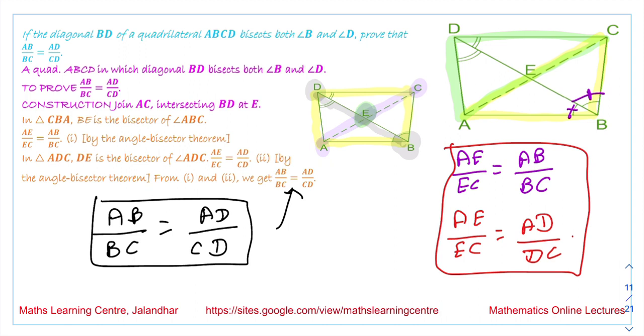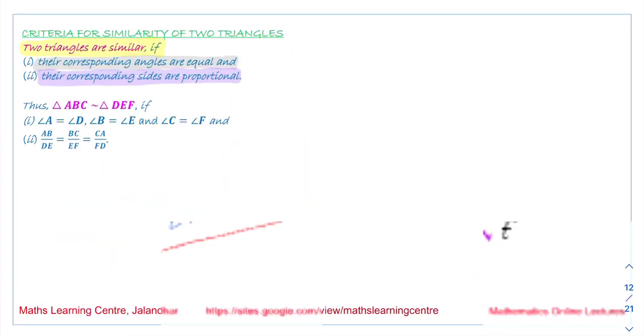Next we are talking about the criteria for similarity of two triangles. So we are saying two triangles are similar if we have two conditions over here. First is their corresponding angles are equal. This is our first condition. And second condition we have is their corresponding sides are proportional.